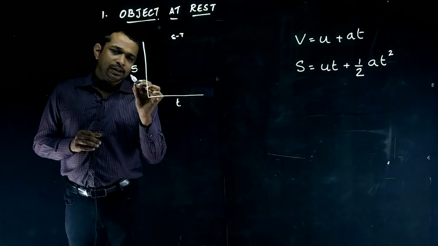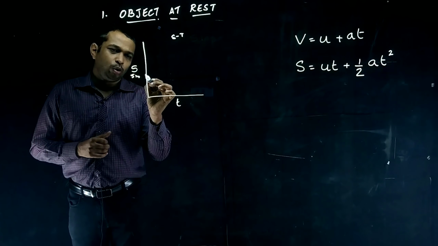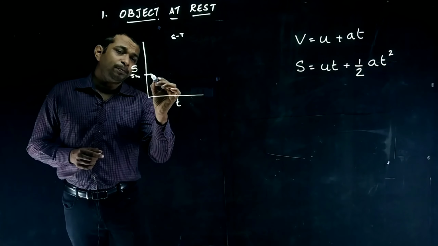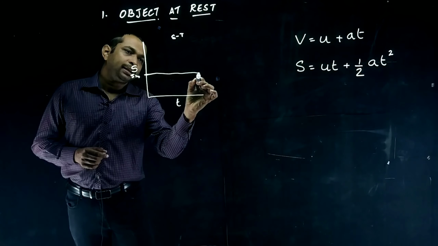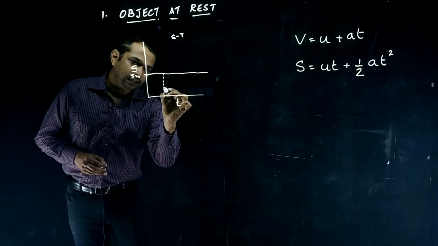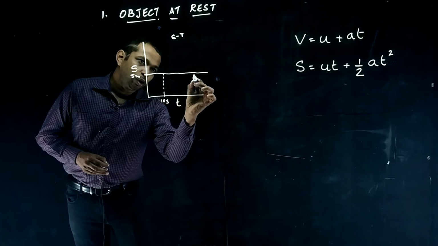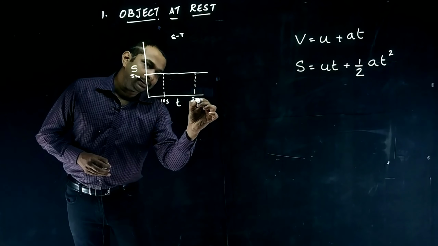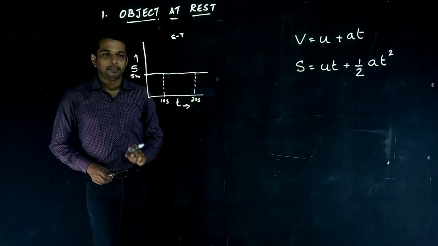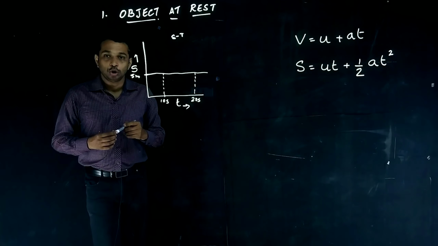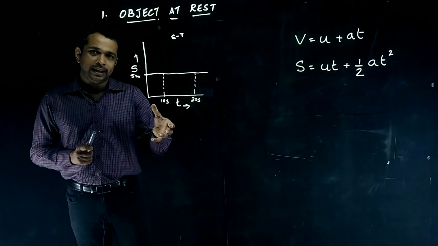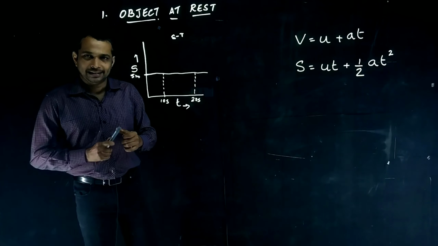Suppose the object is at 5 meters from the origin or from the reference. At all points it is at 5 meters, right? At all times, whether it is at 10 seconds or at 20 seconds, it doesn't matter. The object is at 5 meters at all times. So this is how the distance time graph will look when the object is at rest.